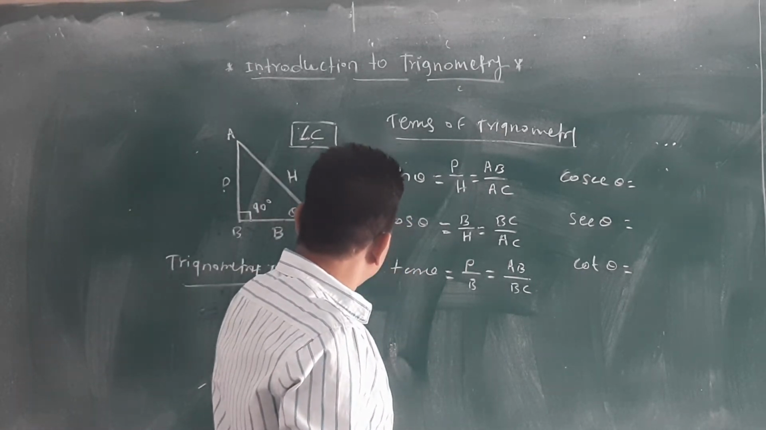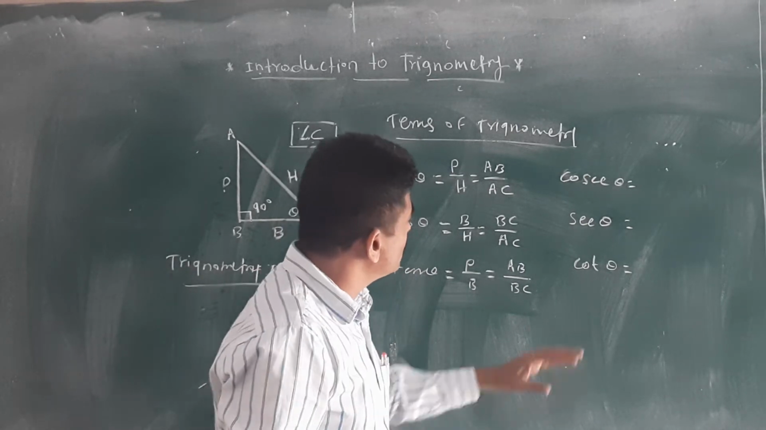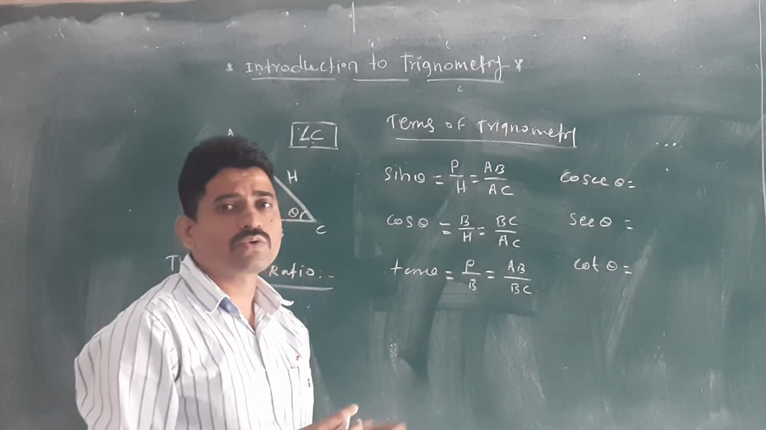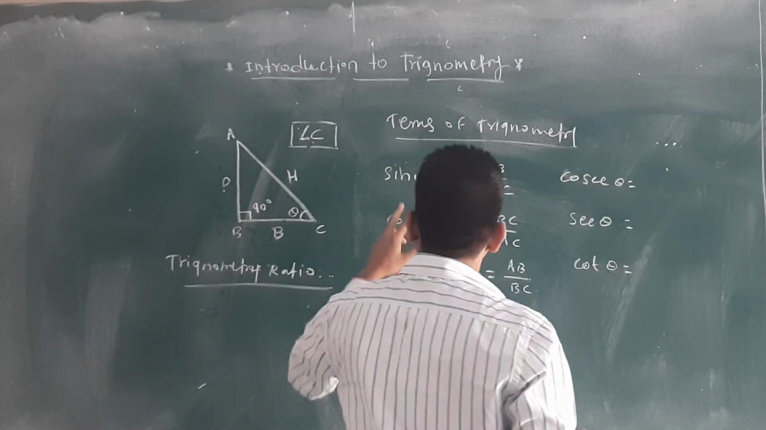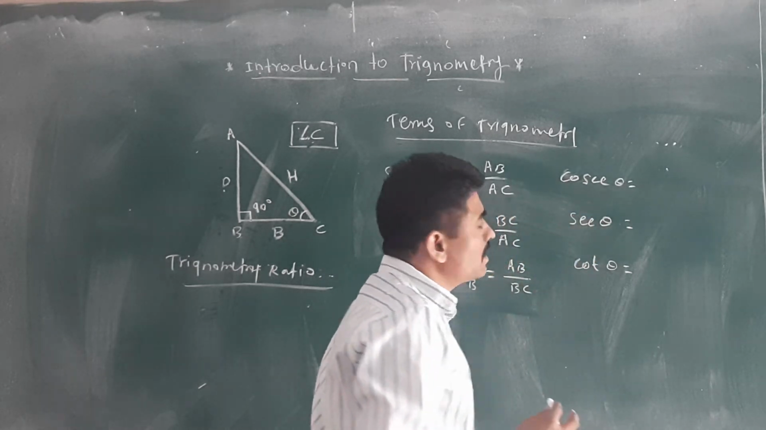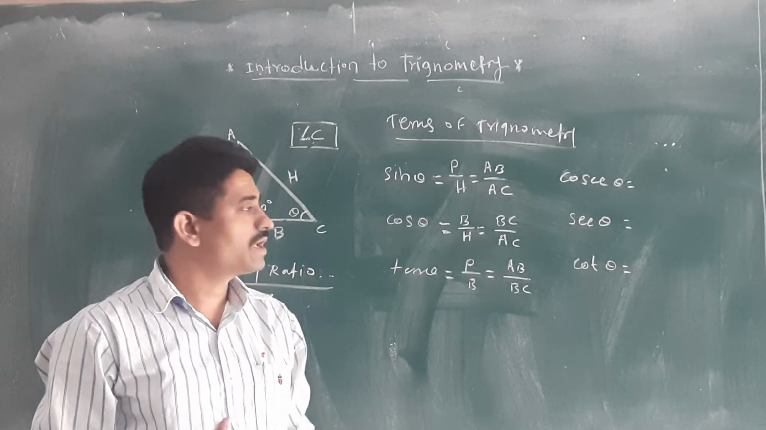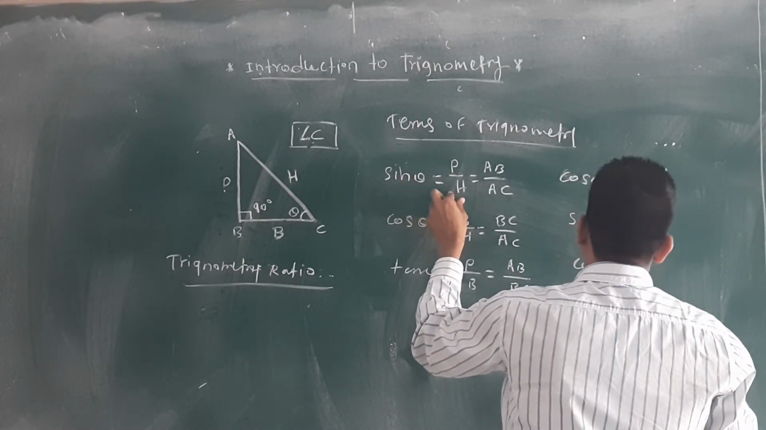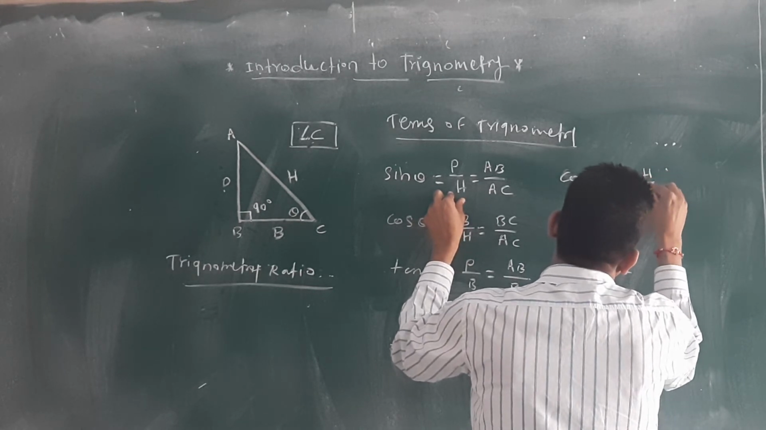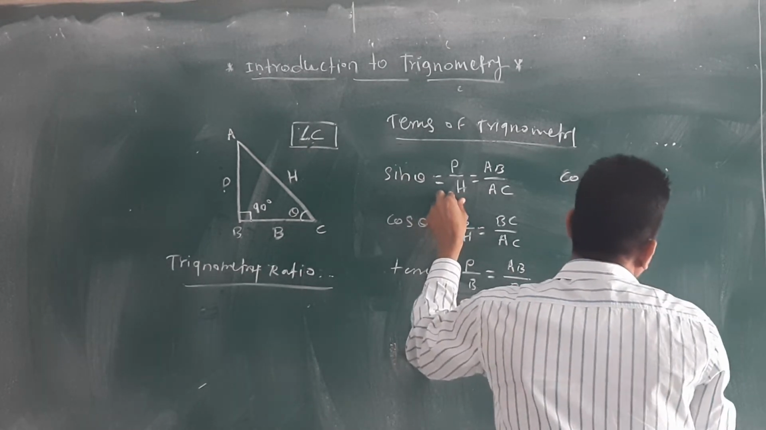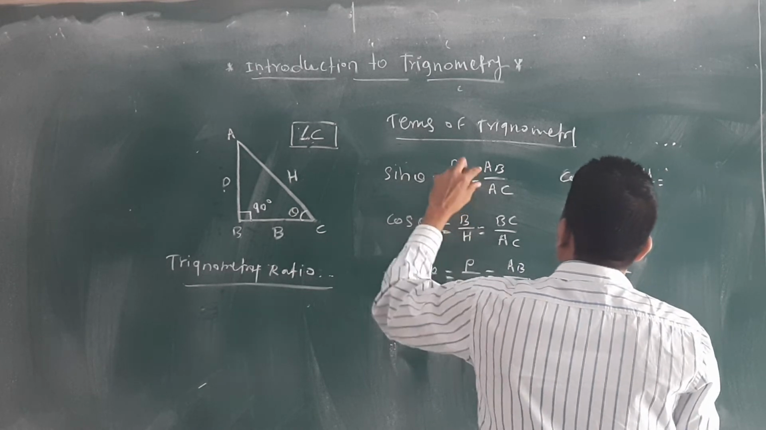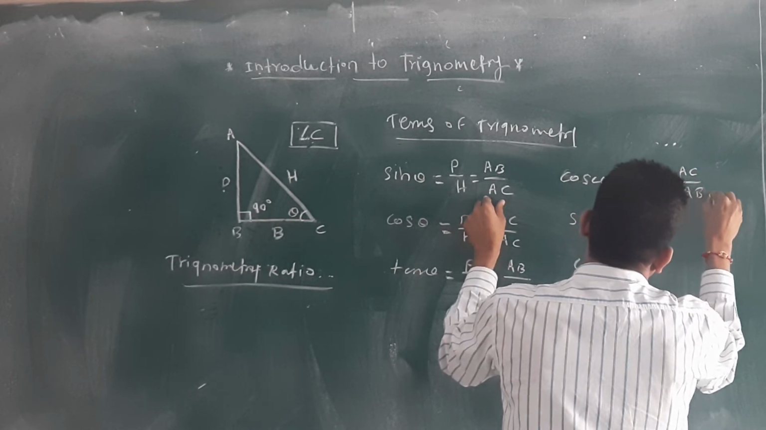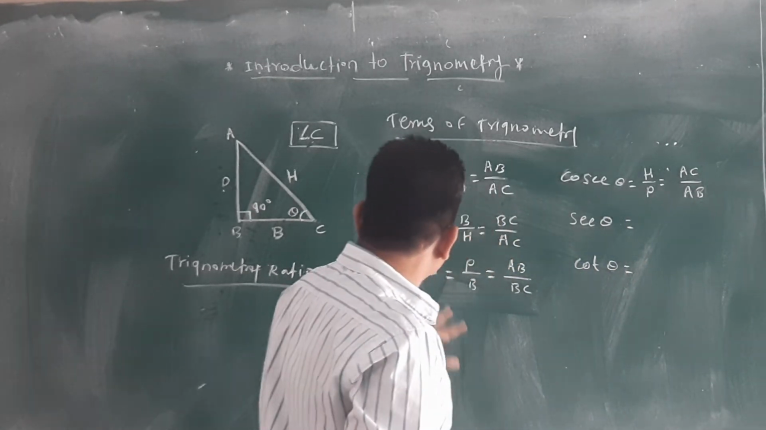If you have calculated sin theta, cos theta, and tan theta, then easily you can calculate cosec theta, sec theta, and cot theta. Then how to calculate cosec theta? Sin theta is the reciprocal of the cosec theta or vice versa. You should first calculate the sin theta, perpendicular divided by hypotenuse. Then you should write hypotenuse divided by perpendicular. What is the hypotenuse side? AC is there, and divided by AB. That's it.